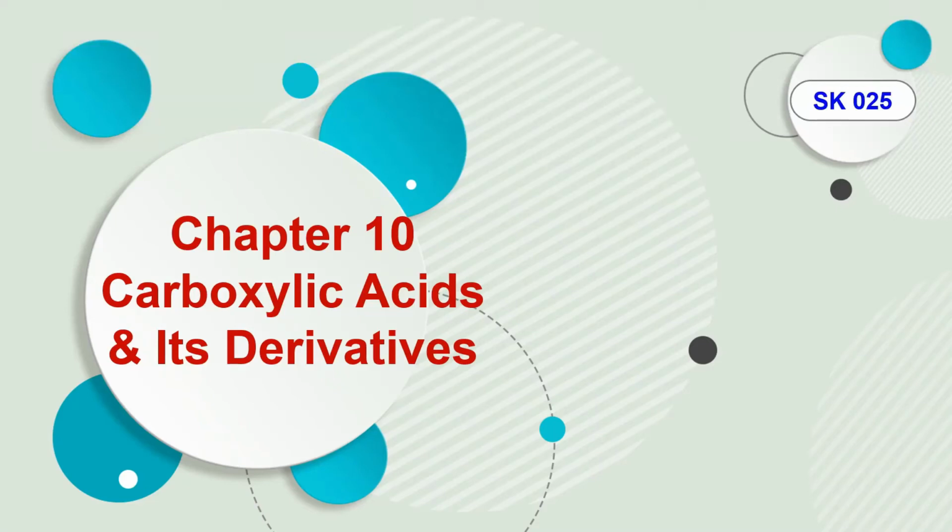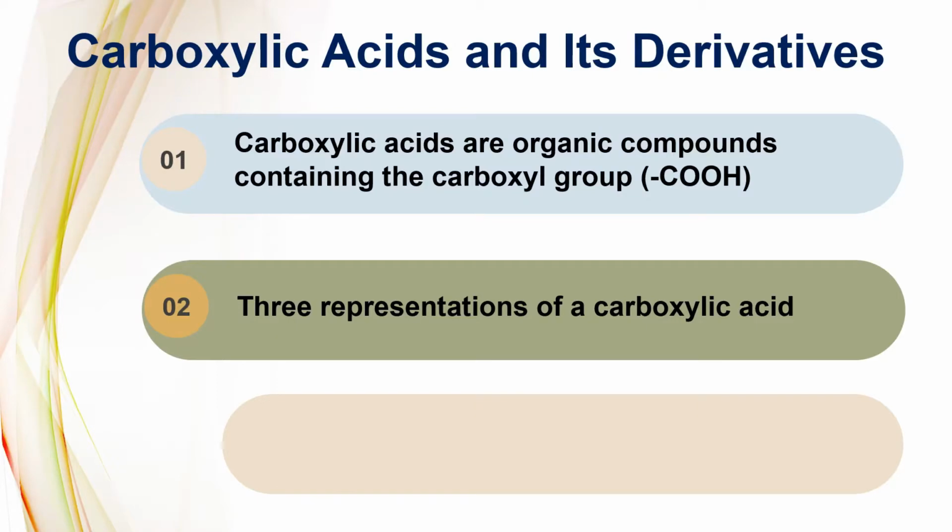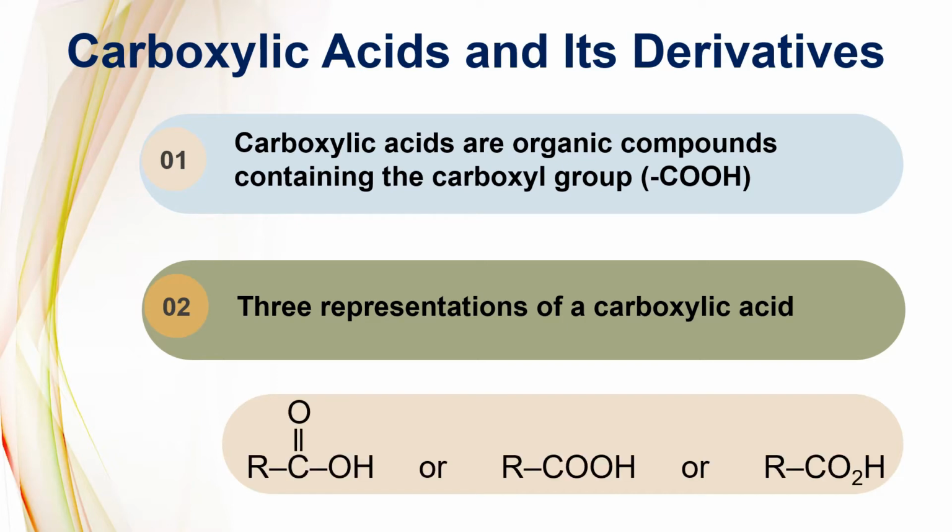Hi everyone, today we are going to revise chapter 10, carboxylic acid and its derivative. Carboxylic acids are organic compounds containing the carboxyl group, COOH. There are three representations of a carboxylic acid, which are shown below.